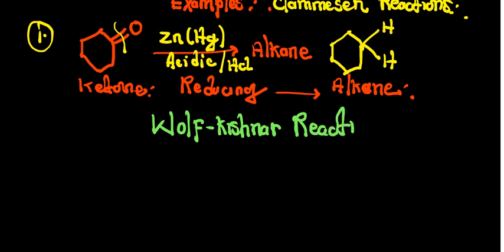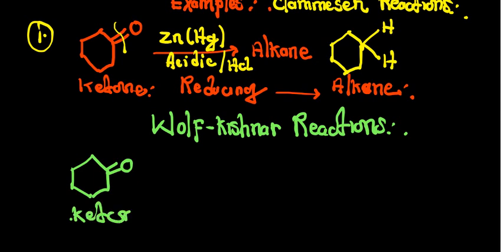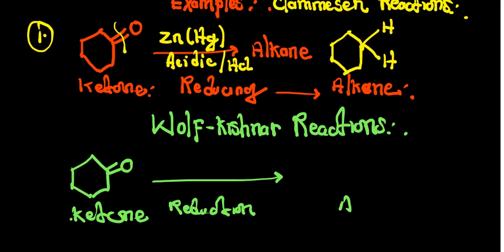So under the Wolff-Kishner reaction, the reagents differ from the Clemmensen reaction. What do we have here? When you have such a thing, this is called a ketone as our reactant, and I'm trying to make sure that I reduce this ketone. I'm saying this is a reduction method. I'm reducing this ketone to an alkane.